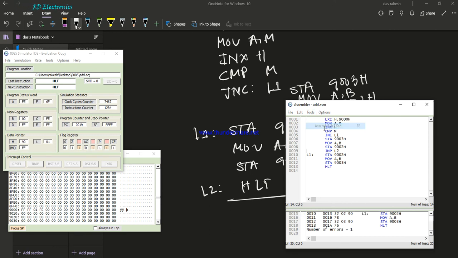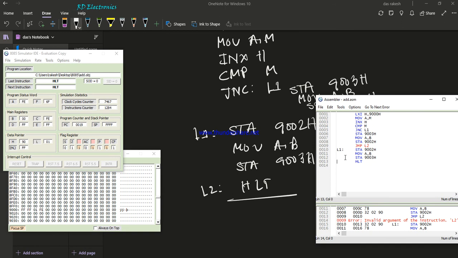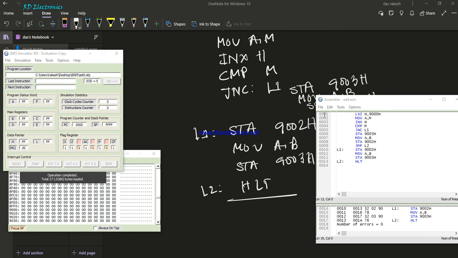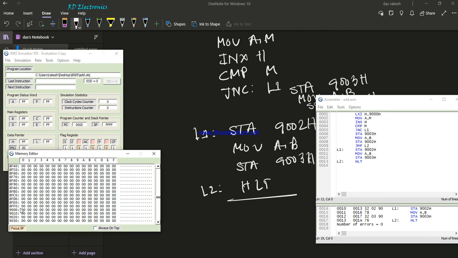So now assemble and load first. Oh, there's some error. What is the error? Oh yes, here L2 is not mentioned, so this is very important. Now again assemble and load. Yes, there is no error. And now insert any two numbers, for example FF and 56. So we see that here the first number is the larger number.